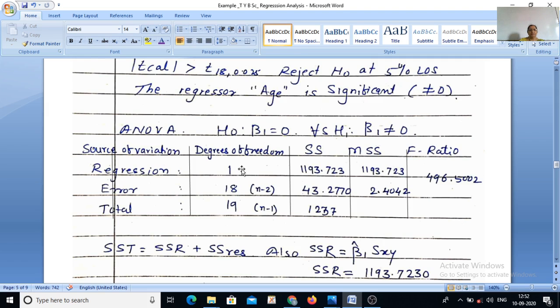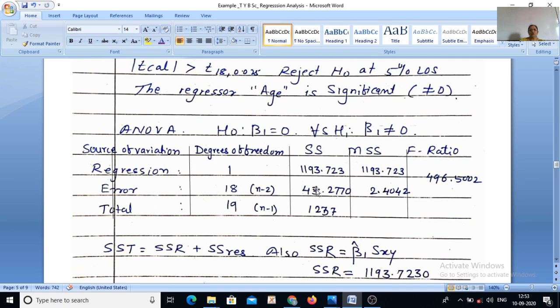So here 1 degree of freedom is there. The sum of squares due to regression, SSR, is obtained by beta 1 hat into Sxy. That value is here, okay, and the error sum of squares, the residual sum of squares, is 43.2770, and we know that it has n-2 degrees of freedom, because while estimating the error sum of squares we are using the linear regression y is equal to beta naught plus beta 1 cap into x.